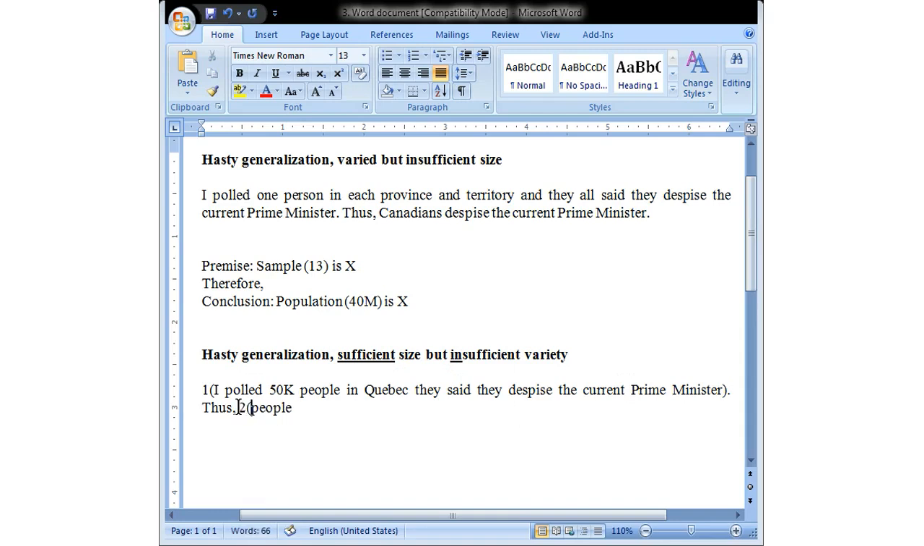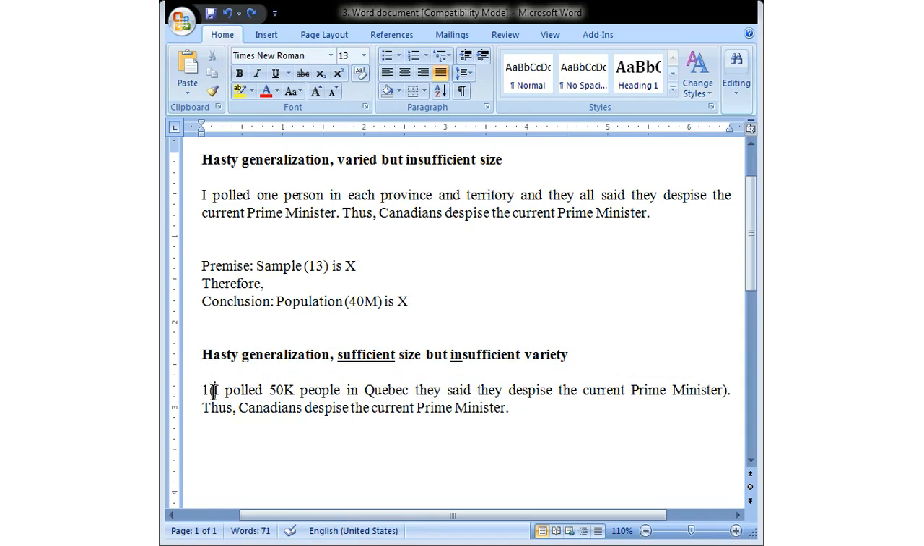People in Quebec despise the current prime minister. That's perfectly fine. That's not a hasty generalization. If this was the conclusion, this would not be a fallacy. You wouldn't want to charge this with a fallacy. And again, if this was a more demanding class, I could decide to throw those in, and then you'd have some perfectly reasonable arguments and some fallacious ones, and you'd have to sort out which is which. I don't want you to do that. I want to keep it simple. But as things stand, the original one I had written was Canadians despise the current prime minister.